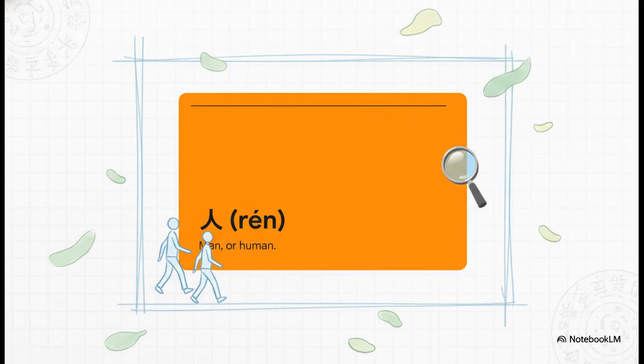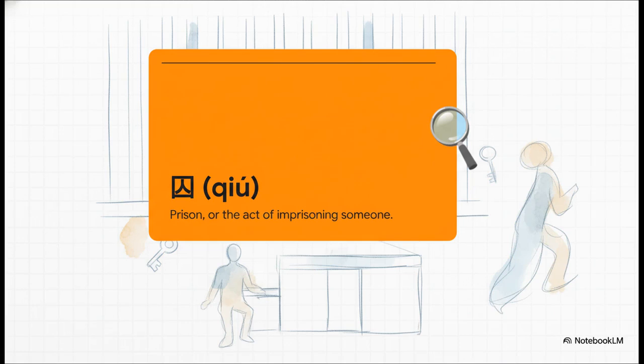So we have an enclosure and we have a person. Simple enough, right? So when you put those two parts together, you get this character. Qiu, which is pronounced kyo, and its meaning is exactly what it looks like. Prison, or the act of imprisoning someone. It's incredibly intuitive. But, and this is where it gets really interesting, the story of that little character for man is so much cooler than it looks at first glance.